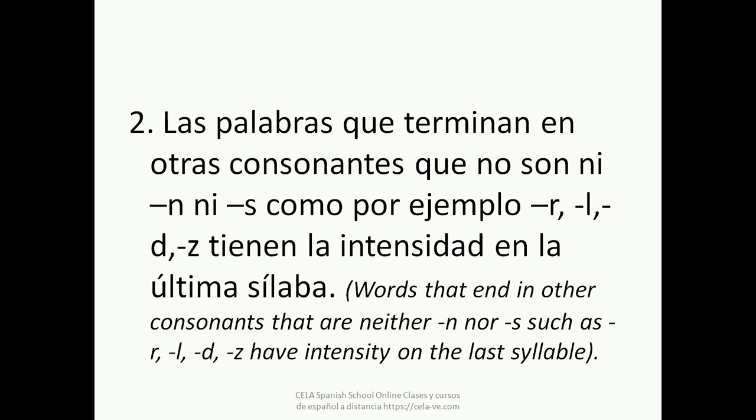The second group is composed of words that end in other consonants that are not N or S. Like, for example, words that end in R, L, D, Z, etc. These words have the intensity in the last syllable. Let's see some examples.